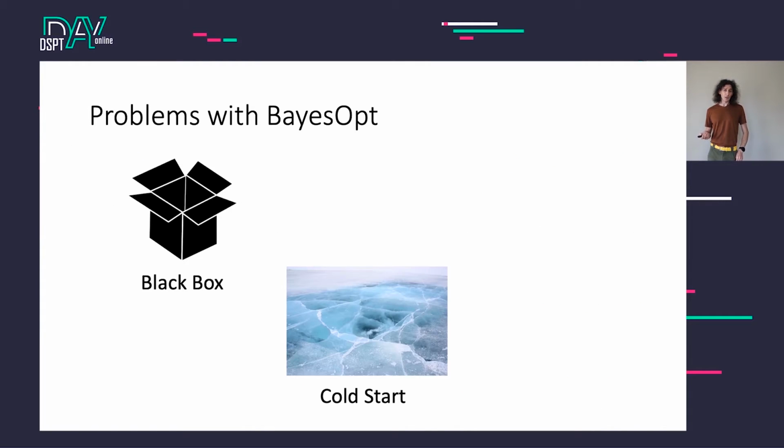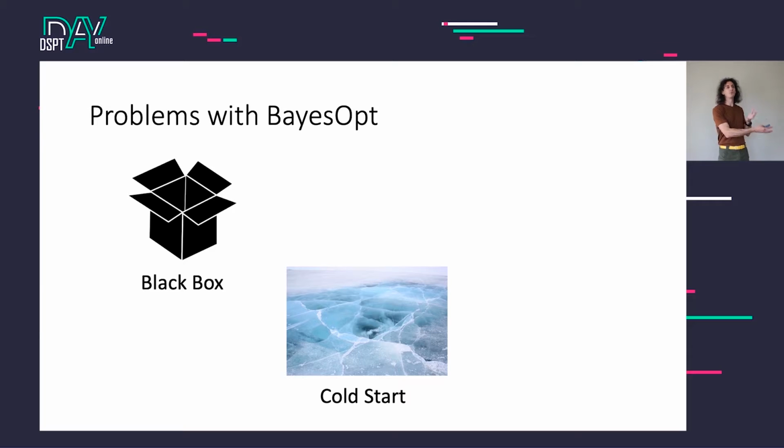In addition to the black box problem, it has this horrible cold start problem, which is to say, every time you run Bayes-Opt, it starts out not knowing anything about the configuration space. It has to learn everything about dropout and learning rate and everything that you've configured.